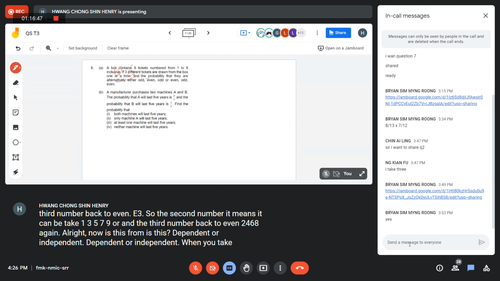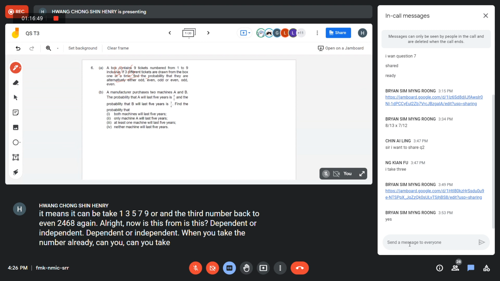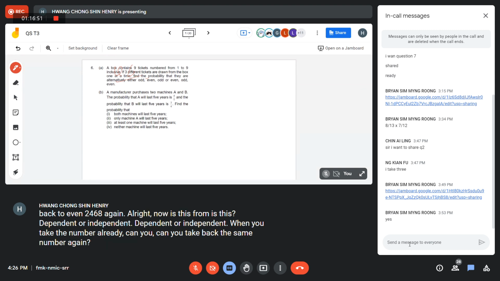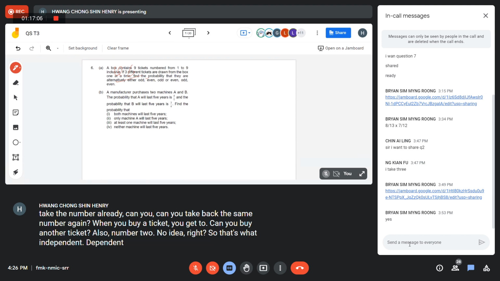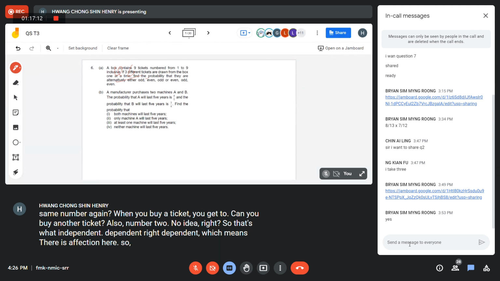When you take a number already, can you take back the same number again? When you buy ticket 2, can you buy another ticket also numbered 2? Cannot, right? So that's dependent, which means there is an effect here. So did everyone get the answer?